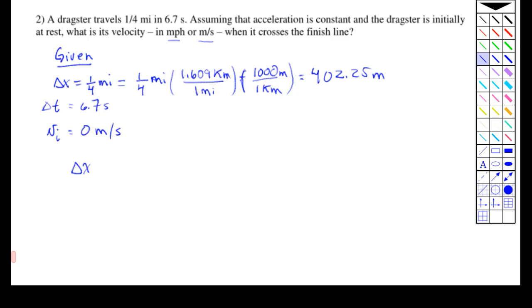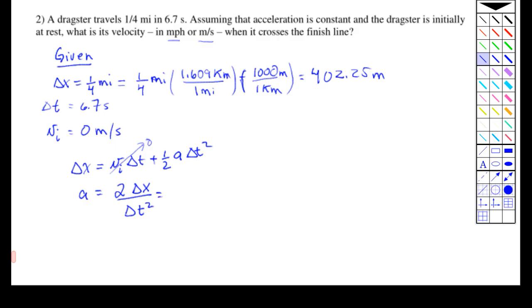We're told that it's constant, and I can use the following equation. I know that our distance traveled is equal to the initial velocity times time plus 1/2 times our acceleration times delta t squared. We know our initial velocity is 0, so this term goes to 0. And we can solve for our acceleration, which is just 2 times delta x over delta t squared.